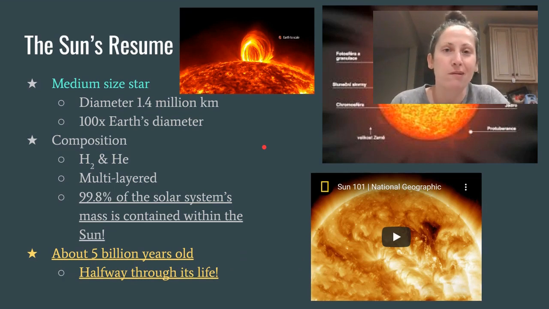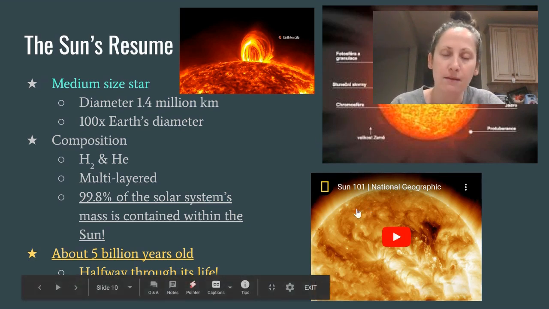Okay, lecture 4. We are talking about our star, which is the sun. These are slides 10 through 14 on the second PowerPoint that covers stars, the sun and the moon. As you can see with all of these visuals and this great Nat Geo Sun 101, which we highly recommend you watching. So please make sure that you play that.